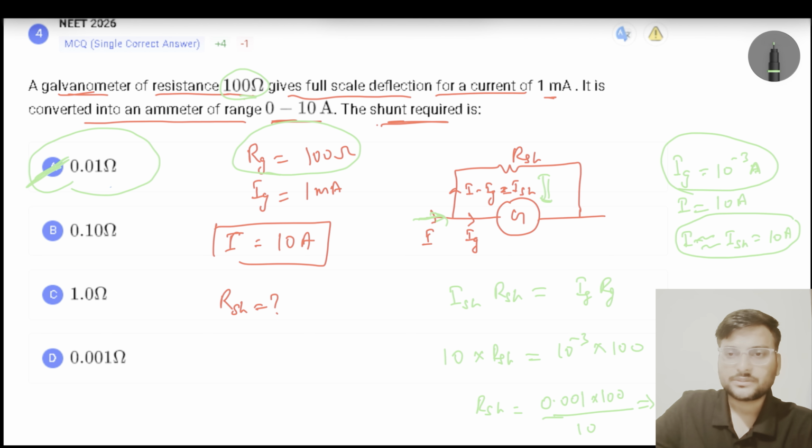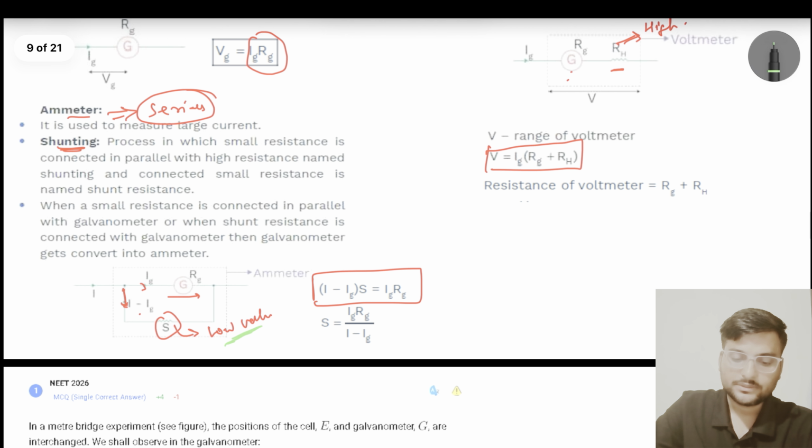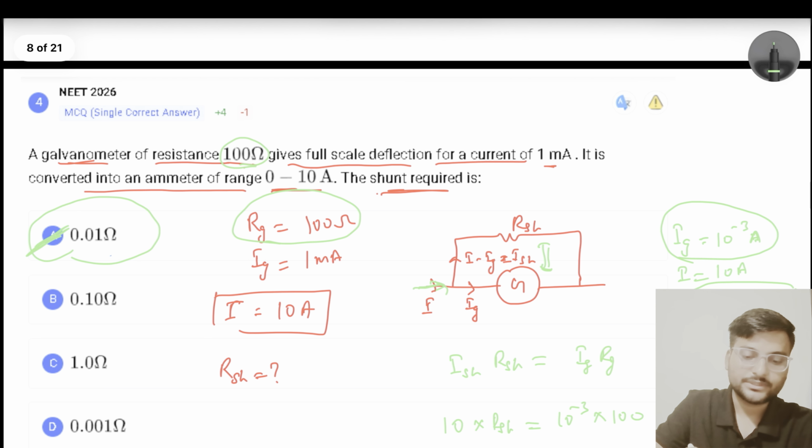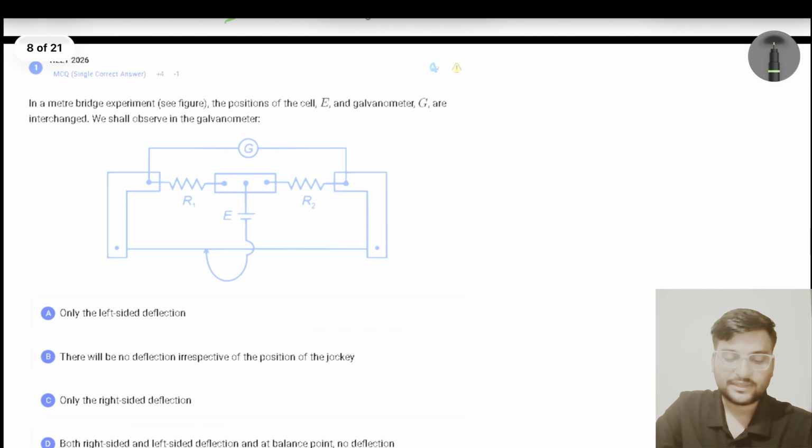Now we are going to the next question. Again see this, till now the 26 year question is going on, so a total of 5 questions were asked last year.